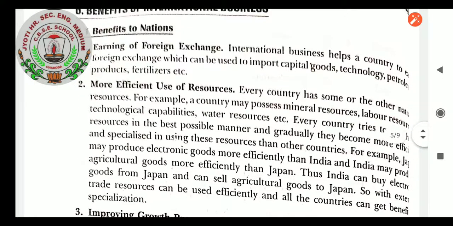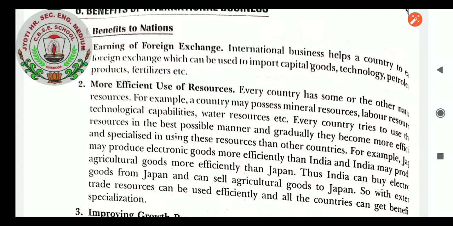Then we have read more efficient use of resources. In this we have studied that every country has some natural resources. For example, a country may possess mineral resources, labor resources, technological capabilities, water resources, etc. Every country tries to use the resources in the best possible manner, and gradually they become more efficient and specialized in using these resources than other countries.